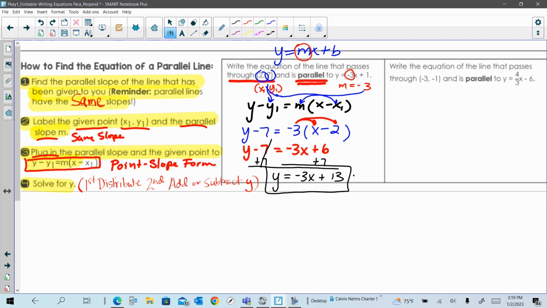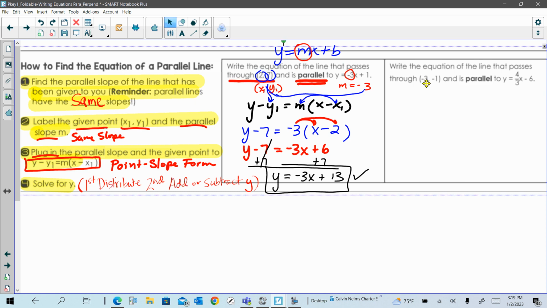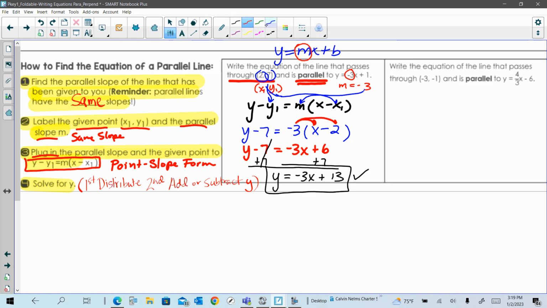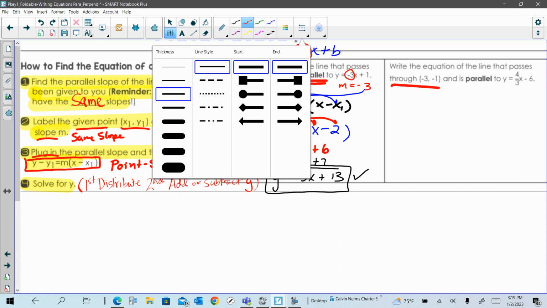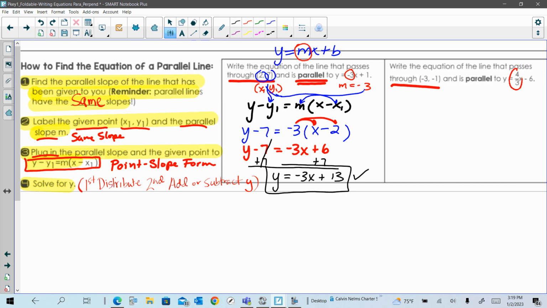So this is what we're looking for. Okay, so what I want to see if maybe possible you can do is follow the steps for this second one. See if you can get to the key information, which is your point and your slope, which is 4/3.